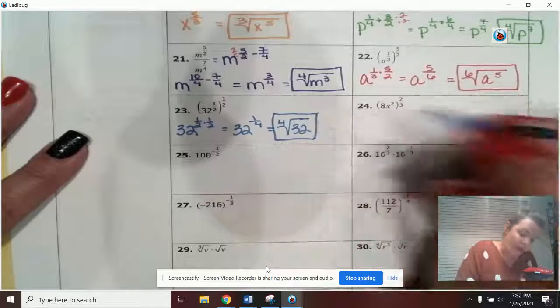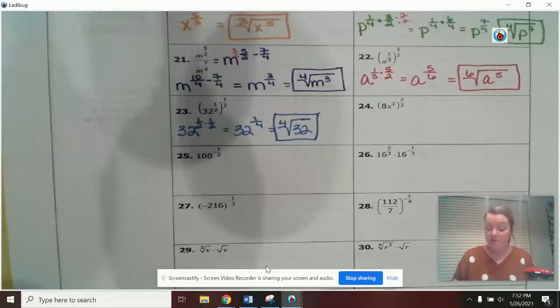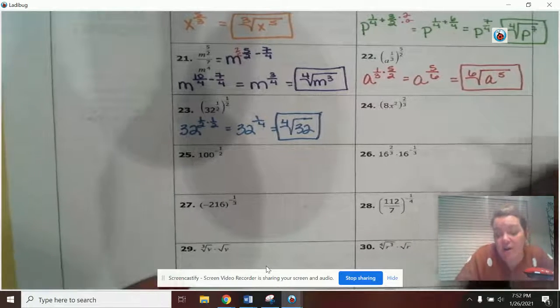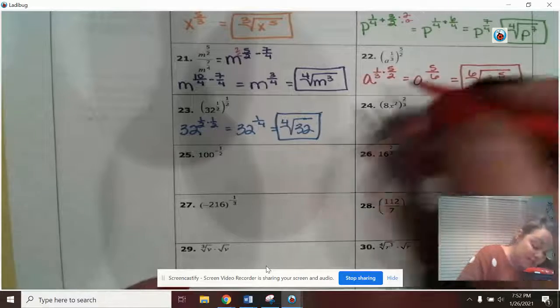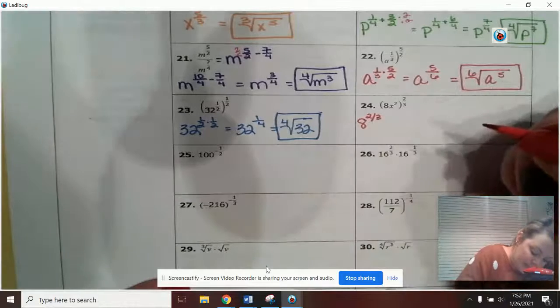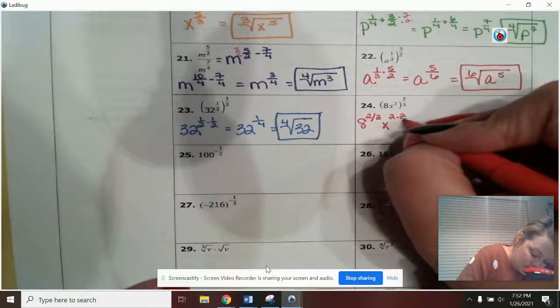And then I've got 8x squared to the 2/3. I have to be really careful with this one because the 2/3 needs to go to the 8 and to the x squared. I'm going to distribute that 2/3 into the parentheses so that I can make sure I get all of my simplification done right. So this is going to say 8 to the 2/3 and then x to the 2 times 2/3.